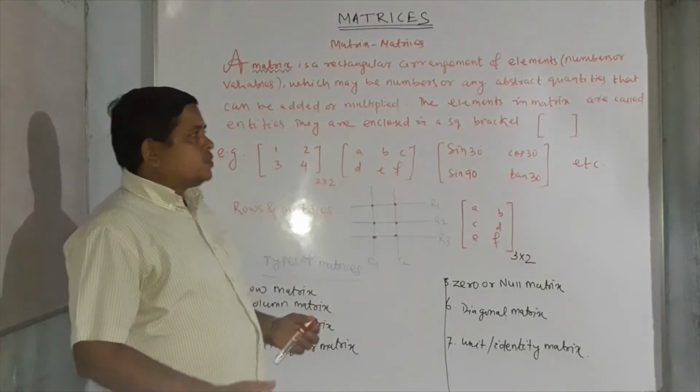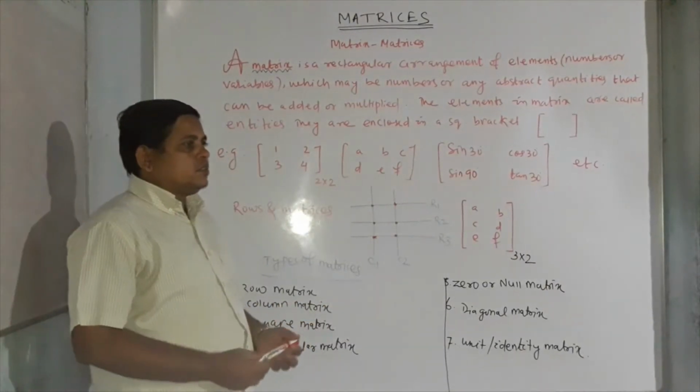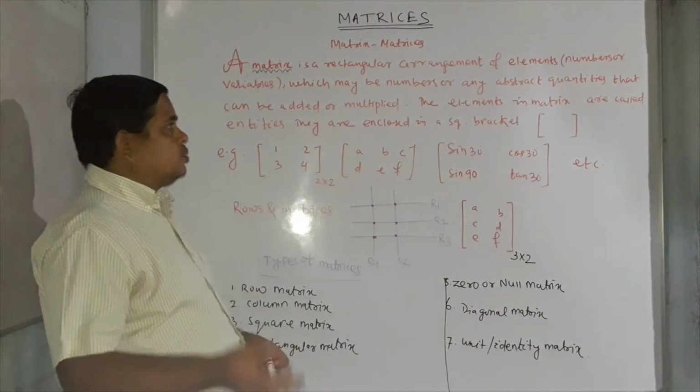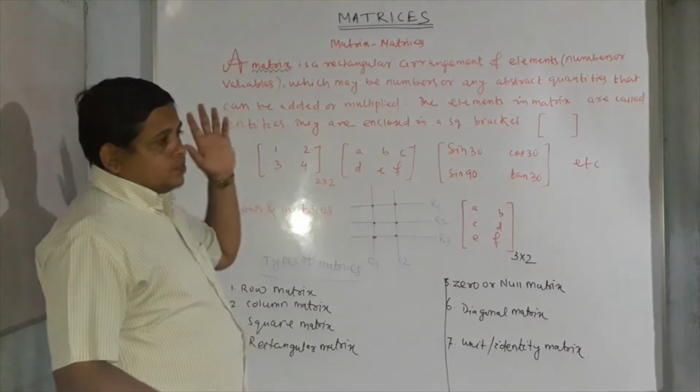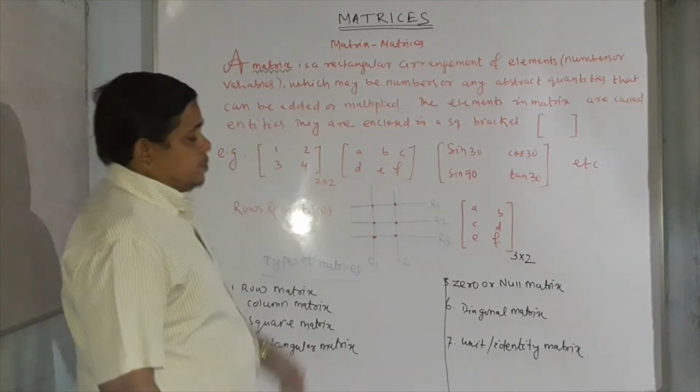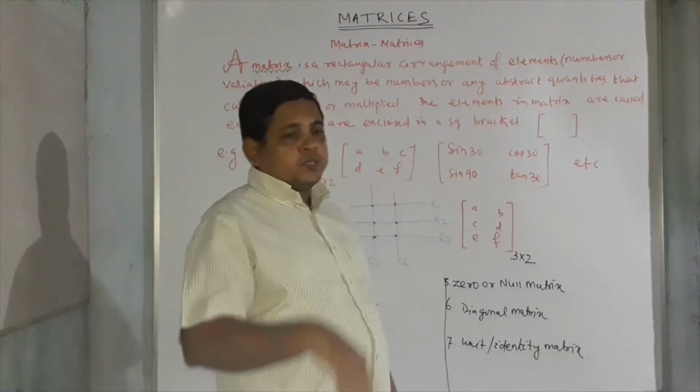Hello my dear students. Now we will read another new chapter, matrices, which is one of the chapters belonging to algebra. It is one of the easiest chapters. Now what is a matrix? The plural form of matrix is matrices.